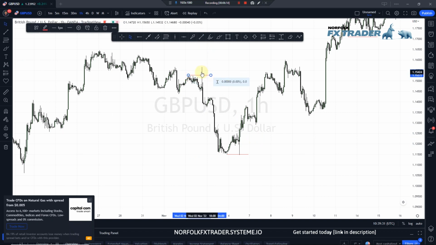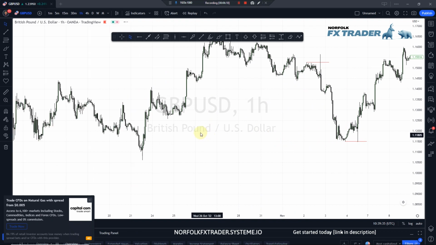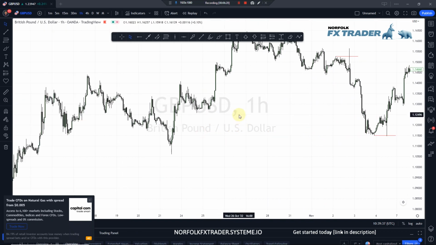Another one in the market. Manipulate through, then we drop away. So that is how I look at trading the market, using those manipulations.